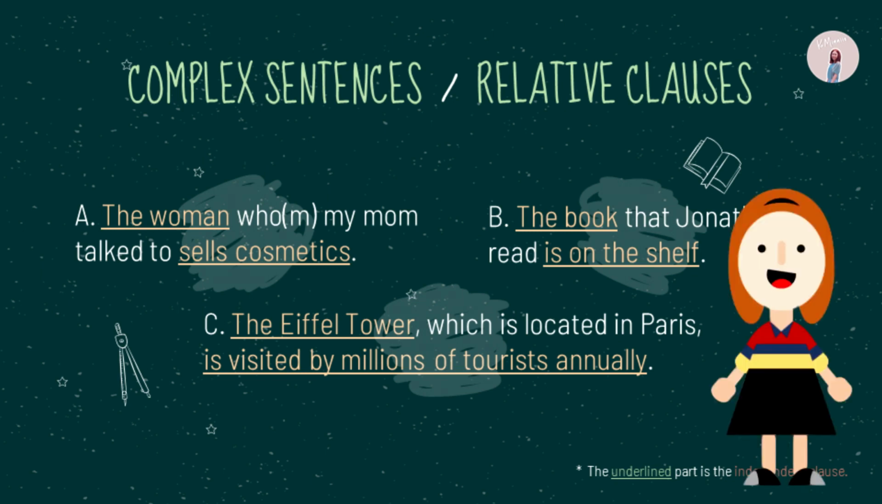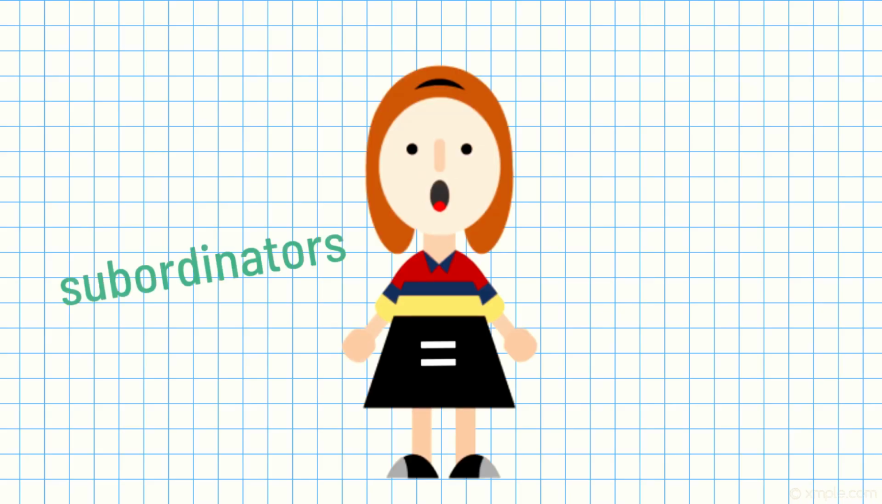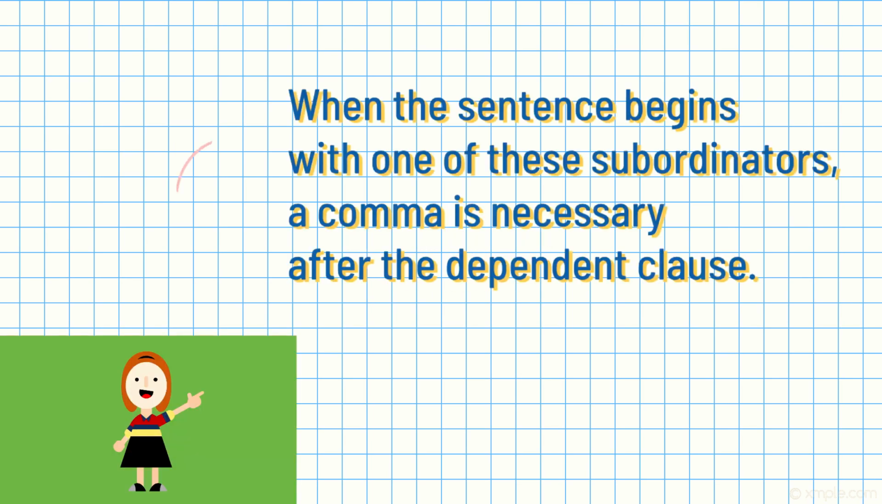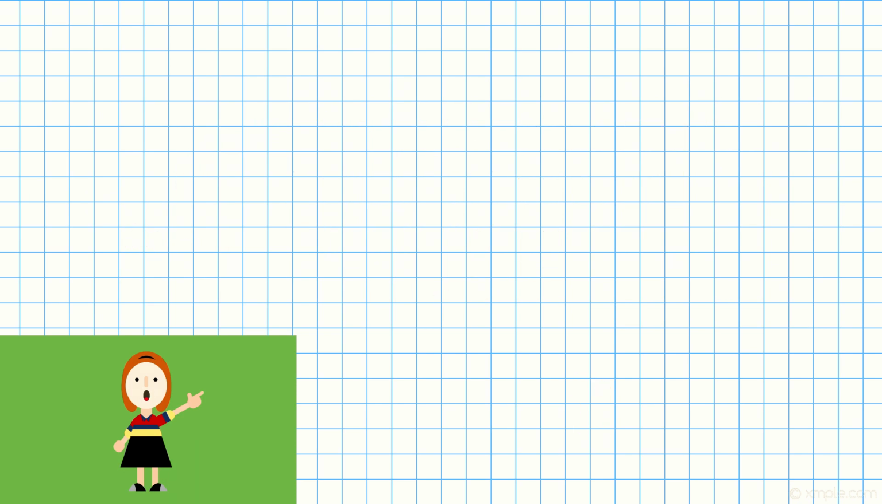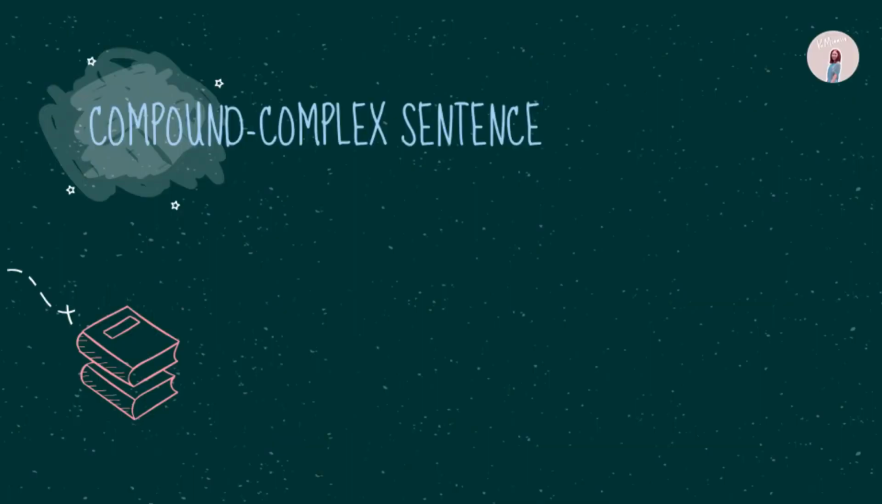There's something you should know more about complex sentences. The common subordinators, or subordinating conjunctions, are although, because, since, when, while, before, after, if, etc. When a sentence begins with one of these subordinators, a comma is necessary after the dependent clause. However, if the independent clause comes first, no comma is necessary.